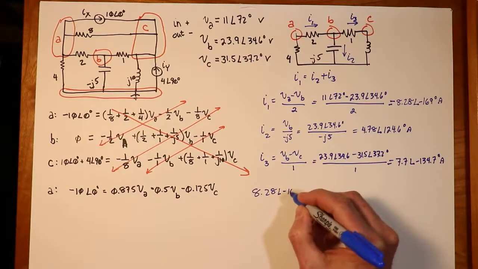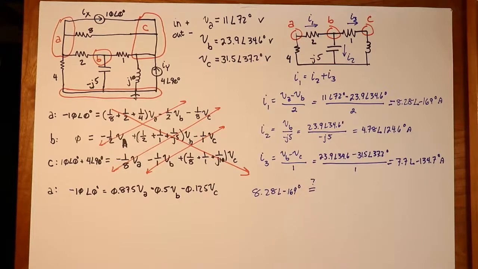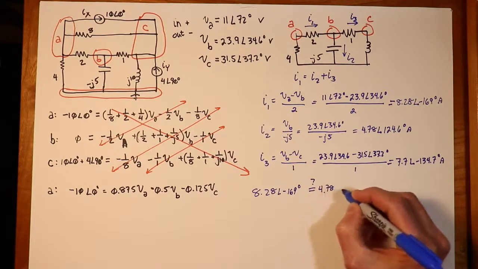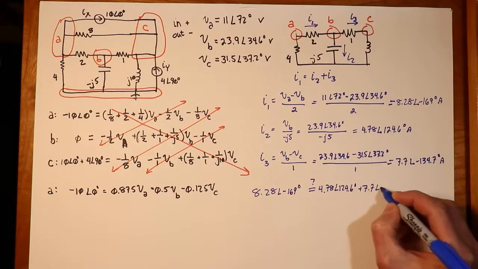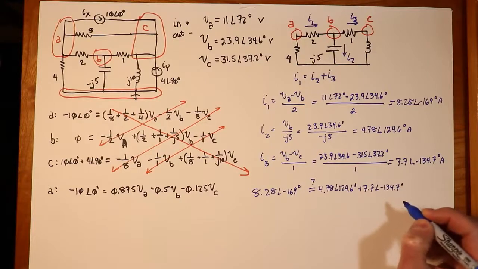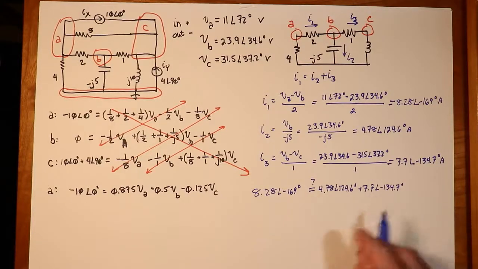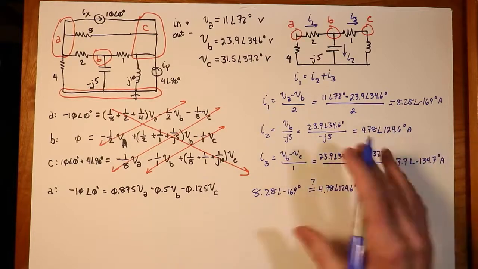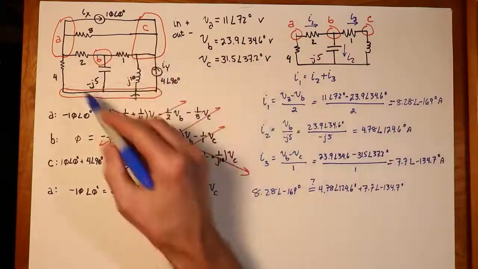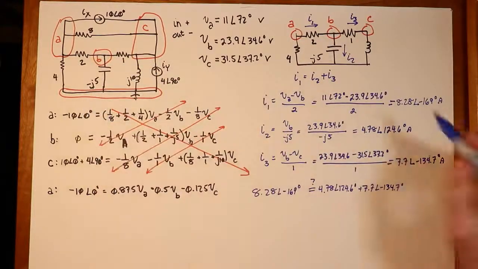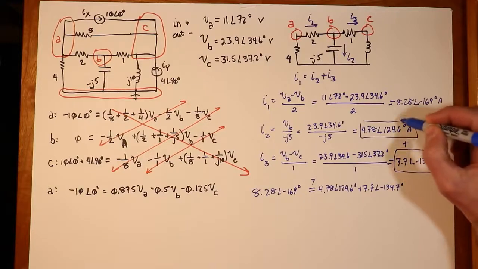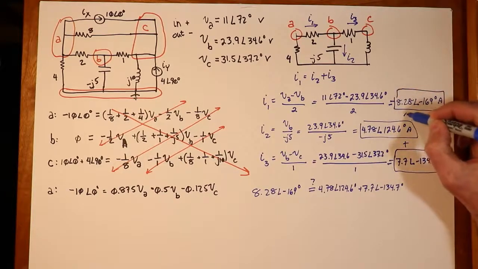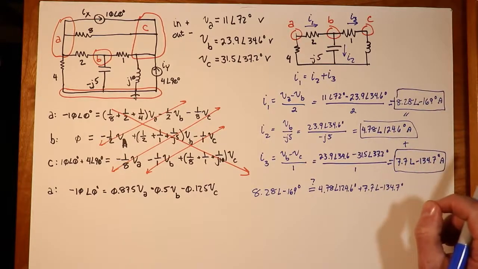Going back to the top equation here, our KCL equation, it should be the case that 8.28 at an angle of minus 169 should equal, I'll put a little question mark over there, 4.78 at 124.6 plus 7.7 at an angle of minus 134.7. In fact, if you run through this, you will see that this does equal. Notice I haven't gone back to my equations. I've gone back to the original circuit. That's really what matters here. I take this and this, I add them together, and hopefully we get this. And we know that KCL for that node has been satisfied.